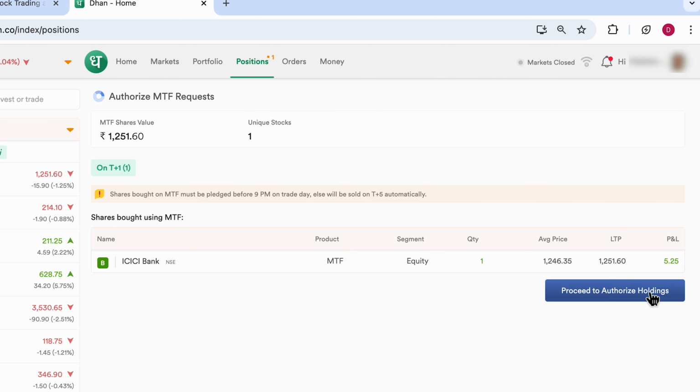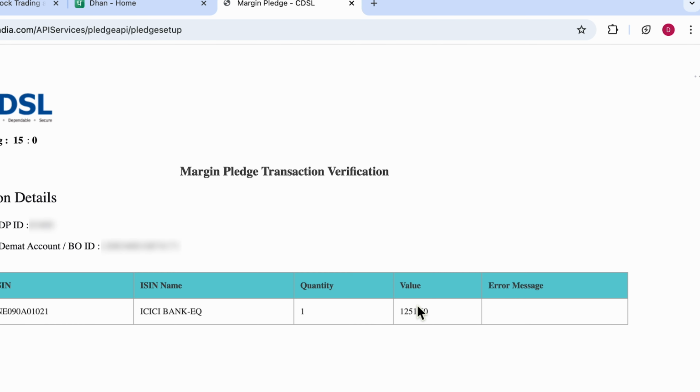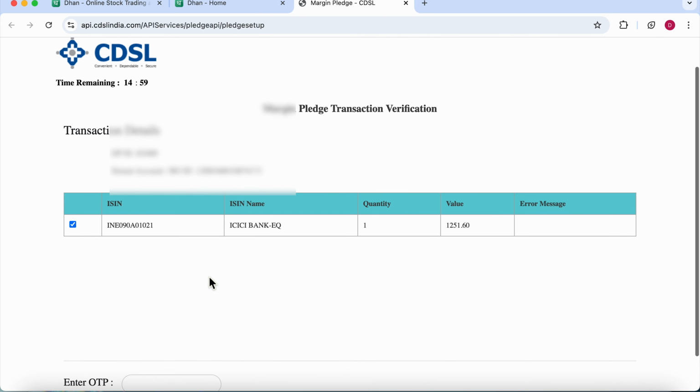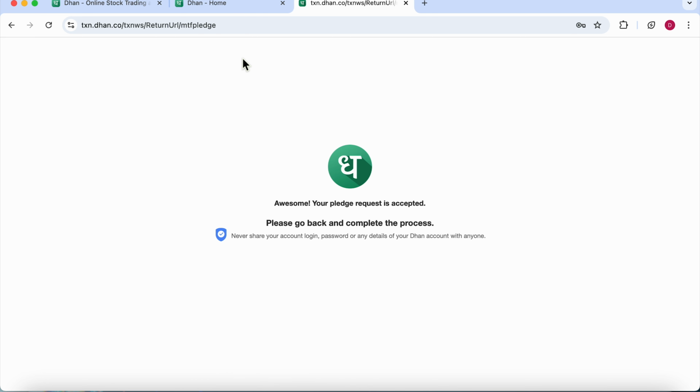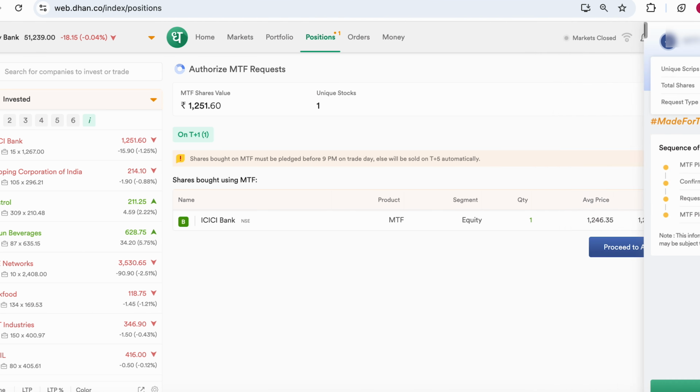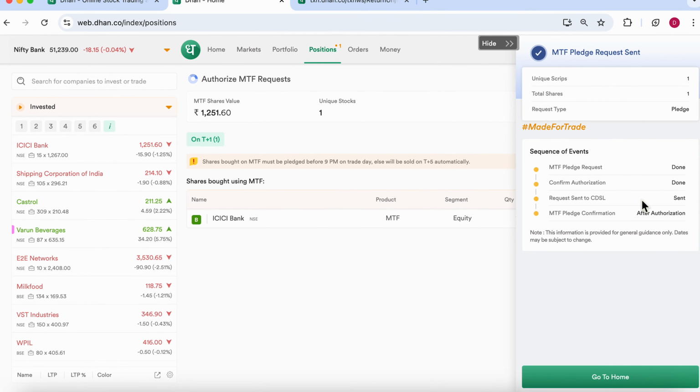This will proceed to an OTP from CDSL to authorize this transaction. So over here, the OTP has been sent to my authorized number and I'm waiting for the OTP to show up. I am entering the OTP now. After entering the OTP, I would click on verify. And with this pledging, my process for securing this stock under MTF is completed. So you can see your pledge request is accepted. All steps required from our end are completed.